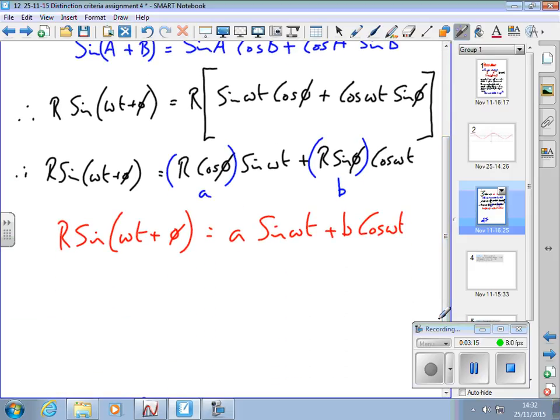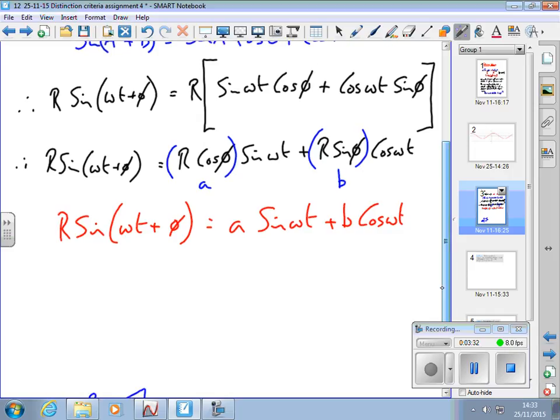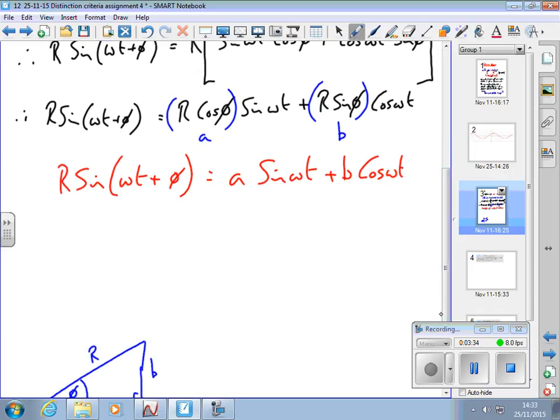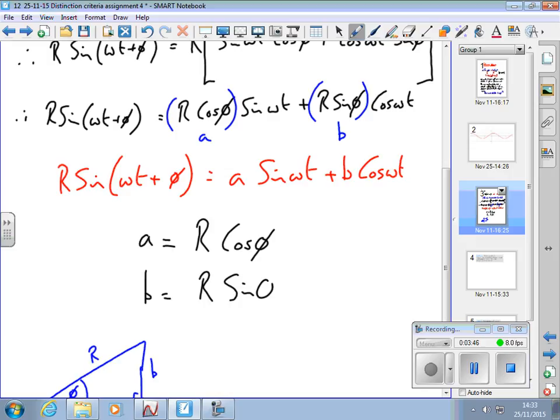A is the r cos phi bit, and if we call A the r cos phi bit and B the r sine phi bit, then we've got our values for A and B. So we know what the relationship is between A and r cos phi and B and r sine phi. So we can say that A equals r cos phi and B equals r sine phi.